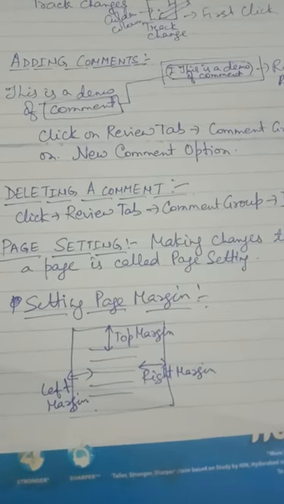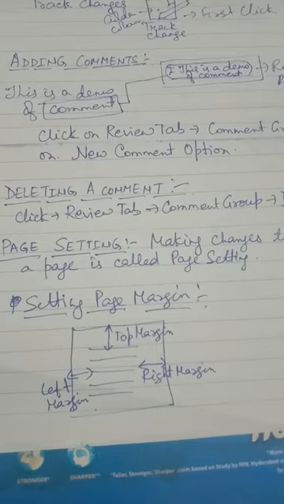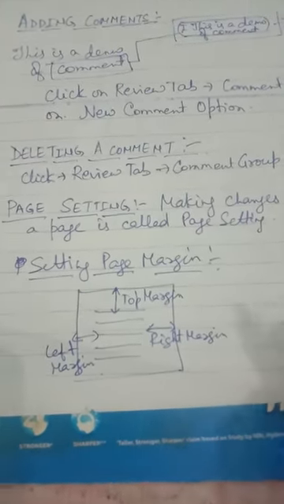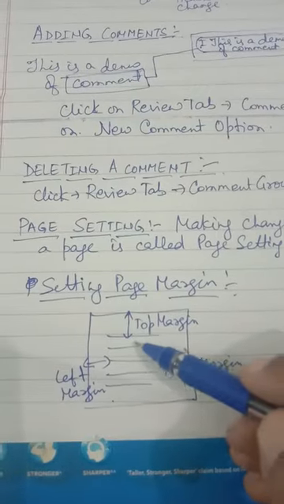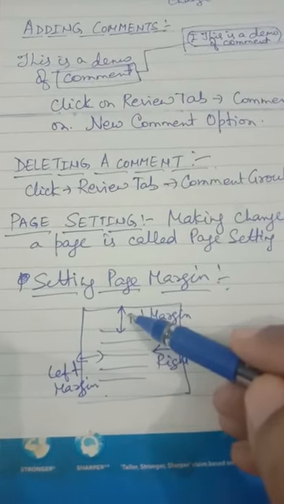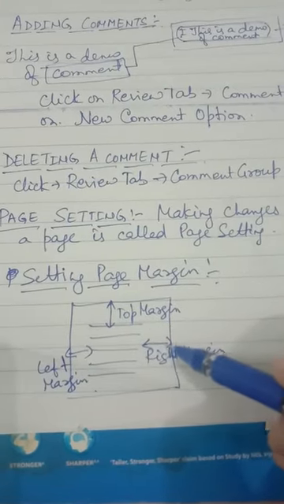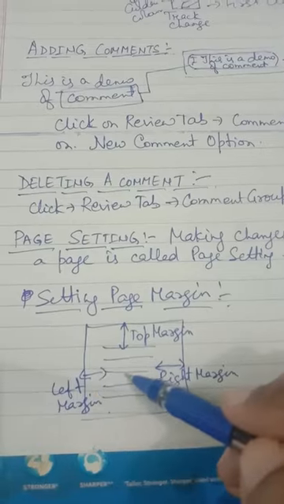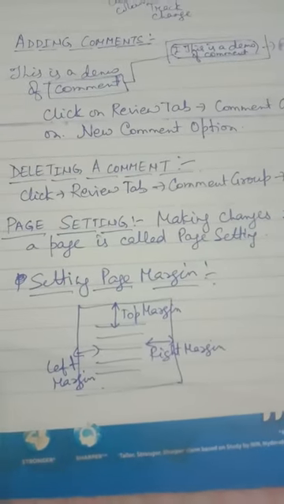So page margin is the blank space between the edge of the paper and the text. We can adjust the page margin. Adjust means we can change the size of the page margin to a greater or to a lesser extent. Similarly, we can change the page margin of the right side, and similarly, of the left side.